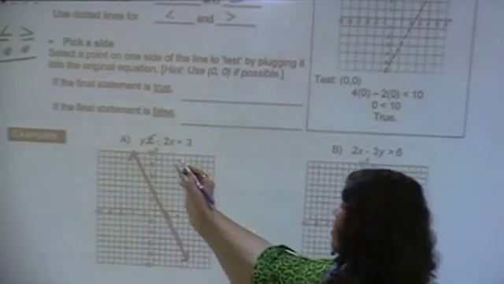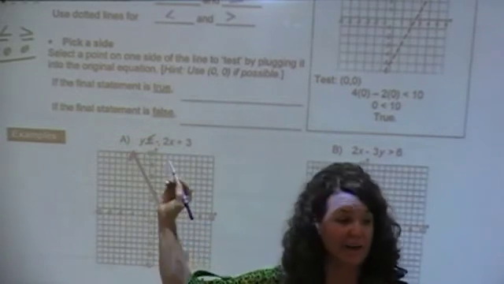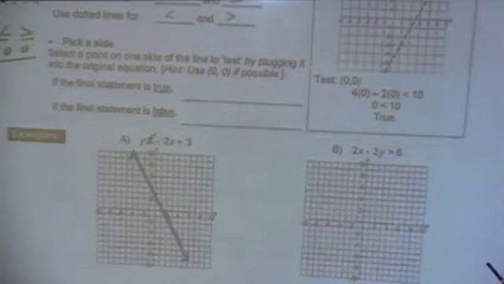This looks like a squashed L to me. It is a less than sign. So I'm going to shade on the low side of the line. Now this is where the question comes up. Well, how do you know which side is the low side?